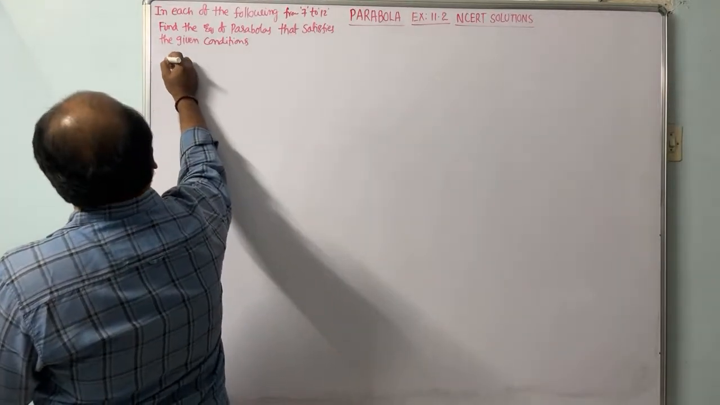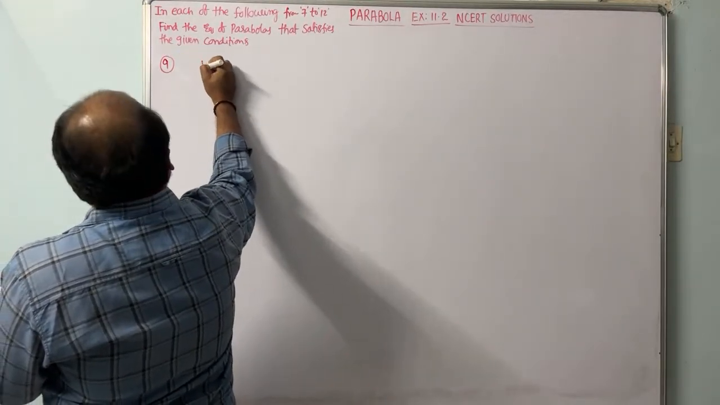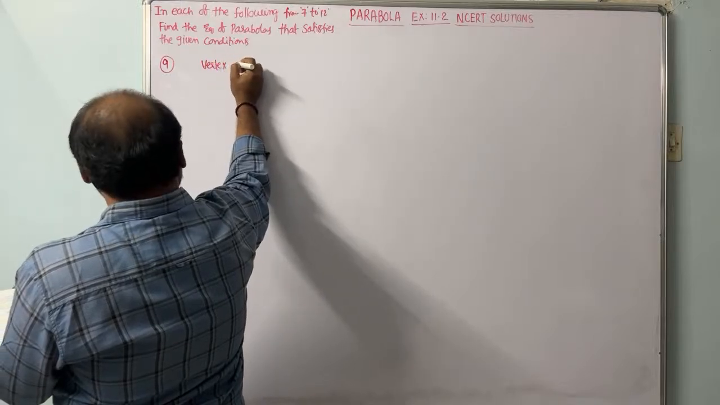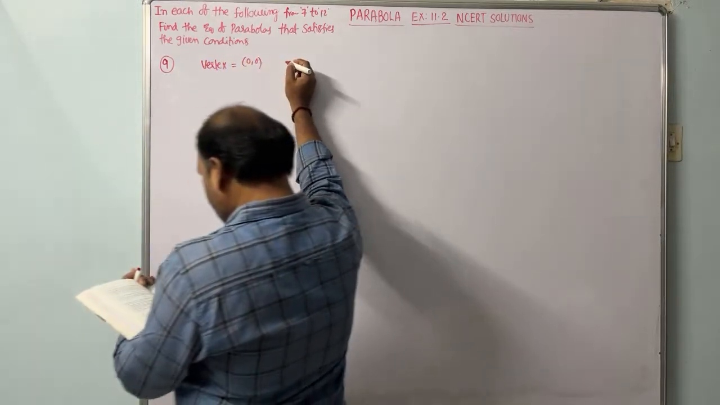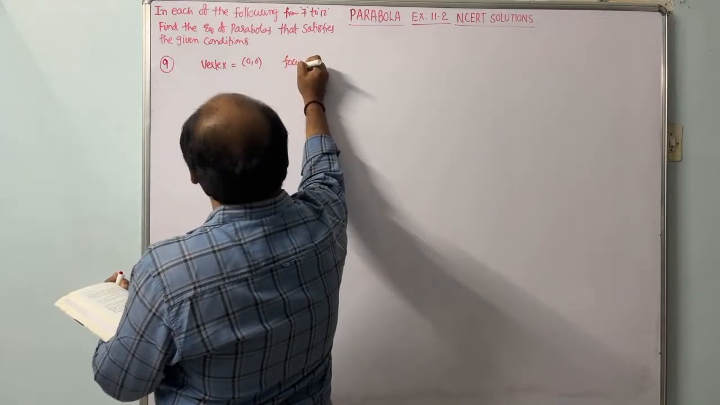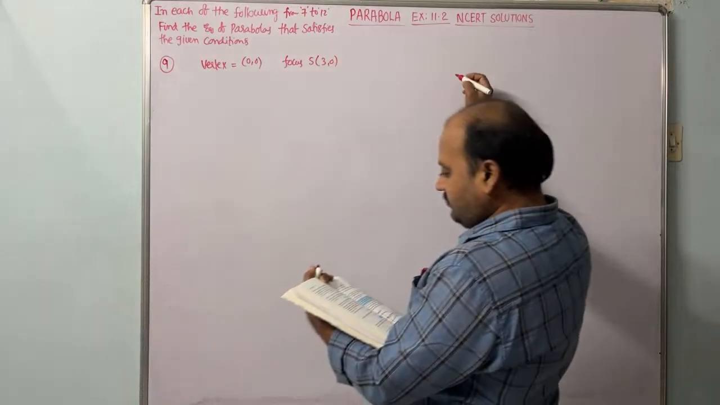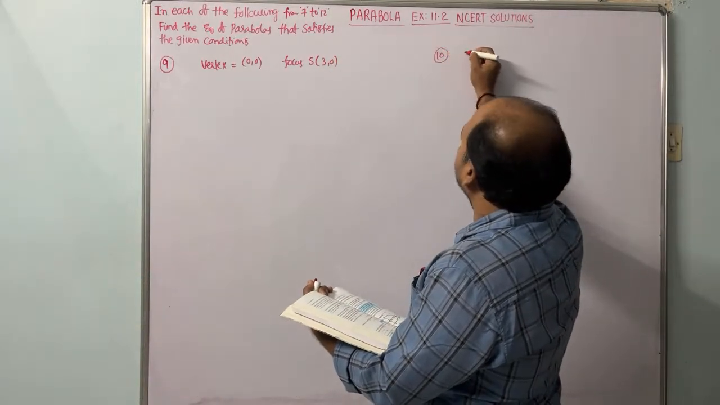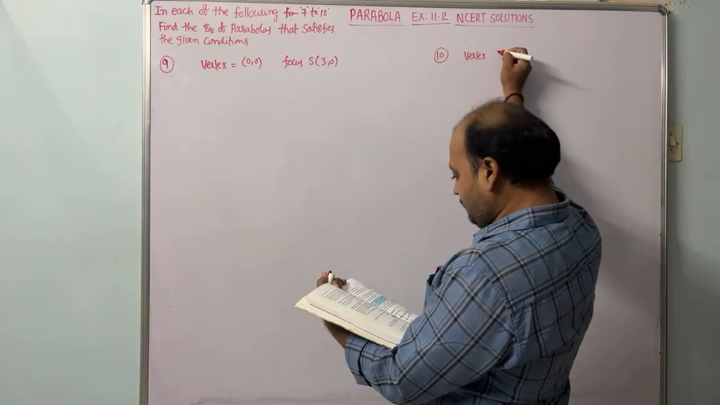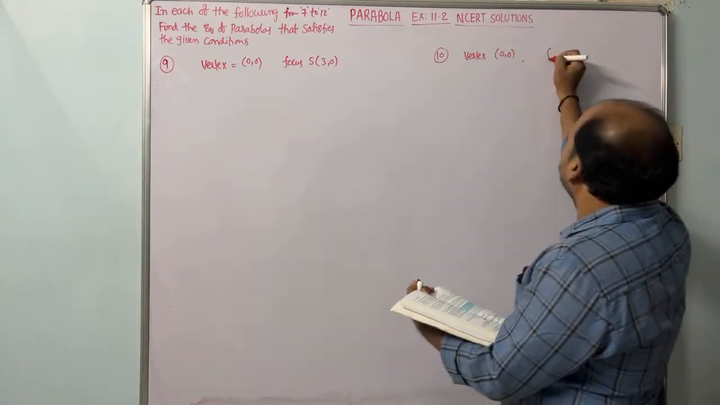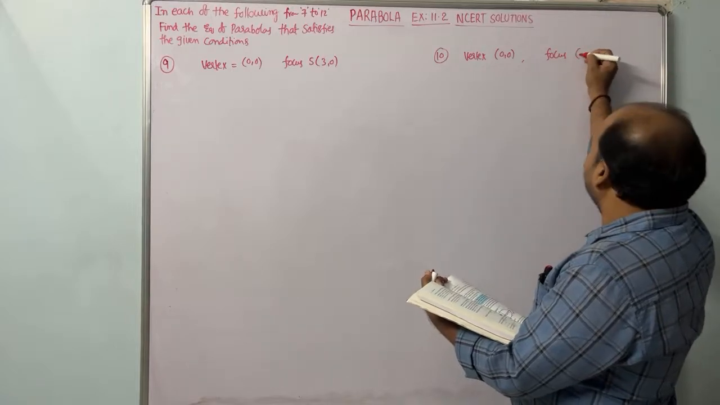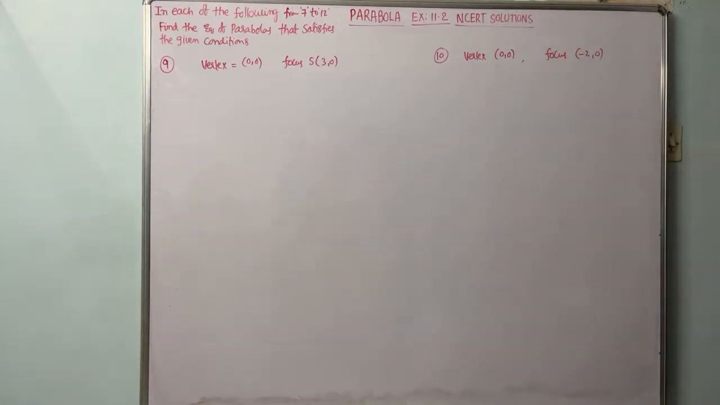Question number 9. Here the provided vertex is 0, 0. Next, focus is 3, 0. In this question number 10, vertex 0, 0, focus minus 2, 0. Based on this information, they are asking to find the parabola. So how does it come?